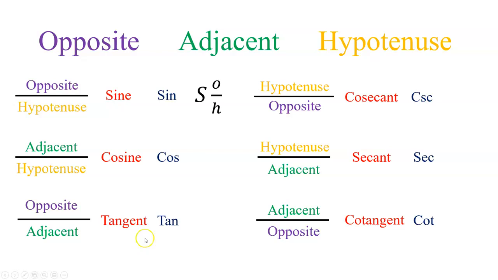So the SOH part: S standing for sine, O and H, opposite over hypotenuse. CAH: C is the cosine, A adjacent, H hypotenuse. And TOA: tangent, opposite over adjacent. So, SOH, CAH, TOA.